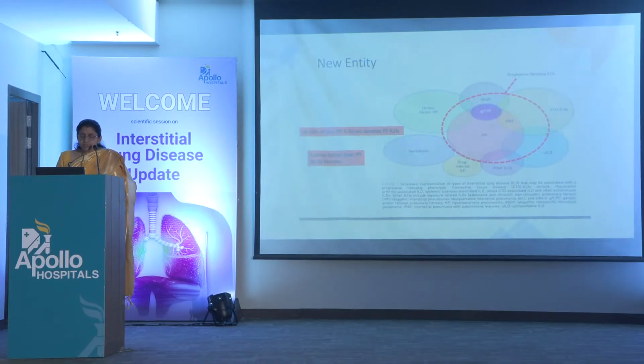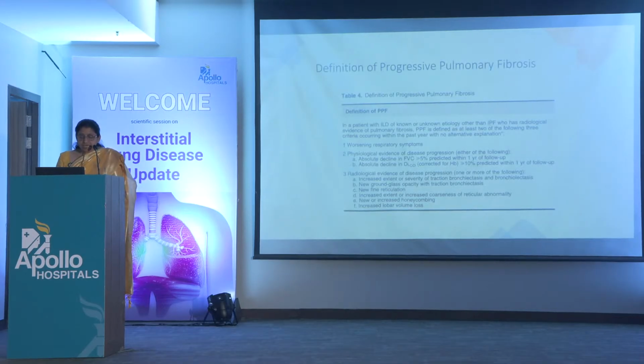We spoke about this new entity which is the progressive fibrosing ILD or the PF-ILD. Just to say what is the definition. When there is a decline in the FVC more than 5% predicted within 1 year of follow-up, or there is an absolute decline in the DLCO of more than 10% predicted within 1 year of follow-up, or there is radiological evidence of disease progression, increase in the extent of the disease, new ground glass opacities, new reticulations, new honeycombing, and worsening respiratory symptoms, these patients can be called progressive pulmonary fibrosis.